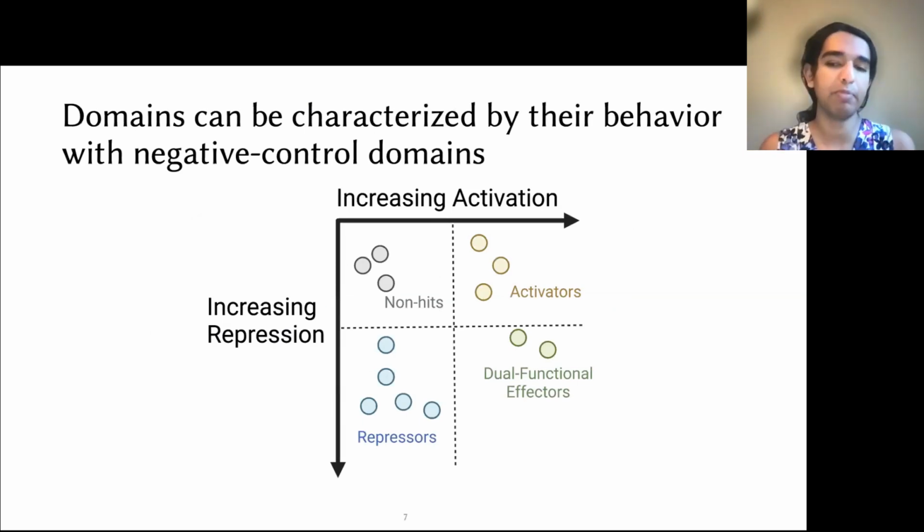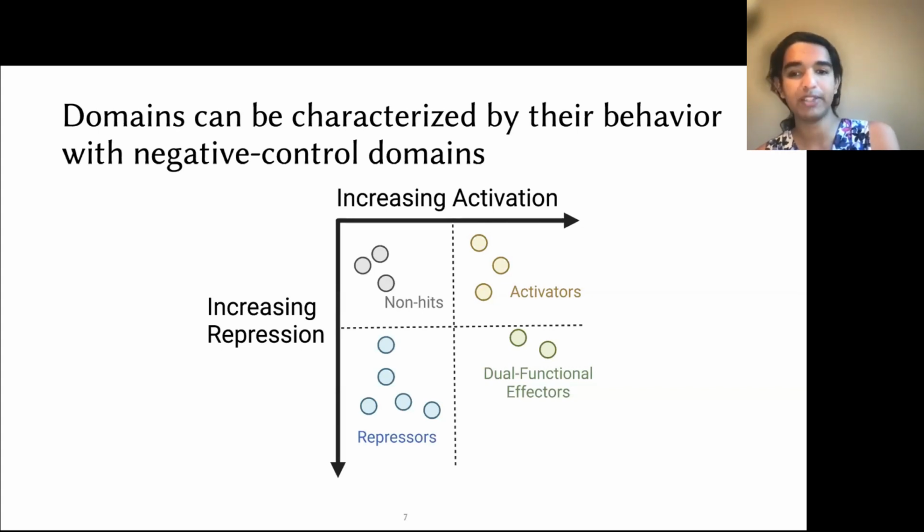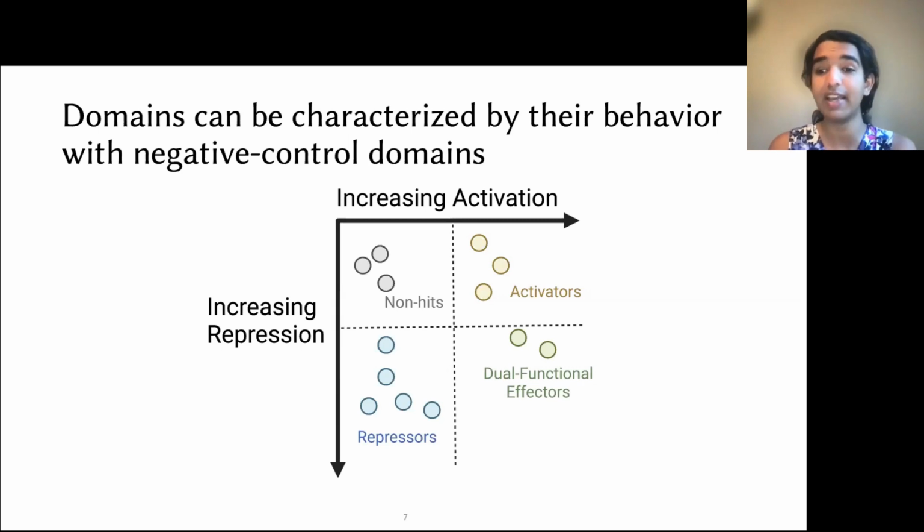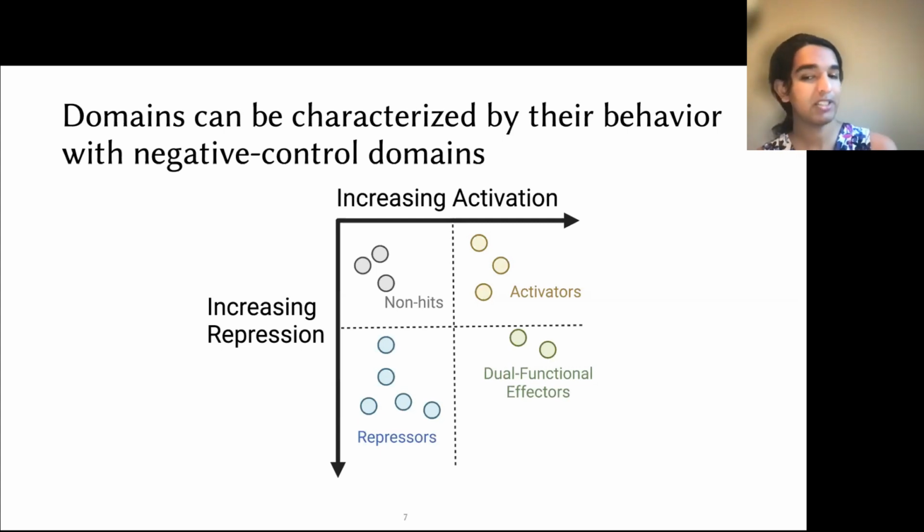And so we built a plot that looked something like this, where if you have low activation and low repression with negative control domains, then your effector doesn't really do anything, and we'd call those a non-hit. You can also get effector domains that would only activate or only repress. But you could also imagine effector domains that, in combination with non-functional negative controls, would be able to both activate and repress different promoters. We'd call these dual functional effectors, although they're sometimes also described as bifunctional effector domains.